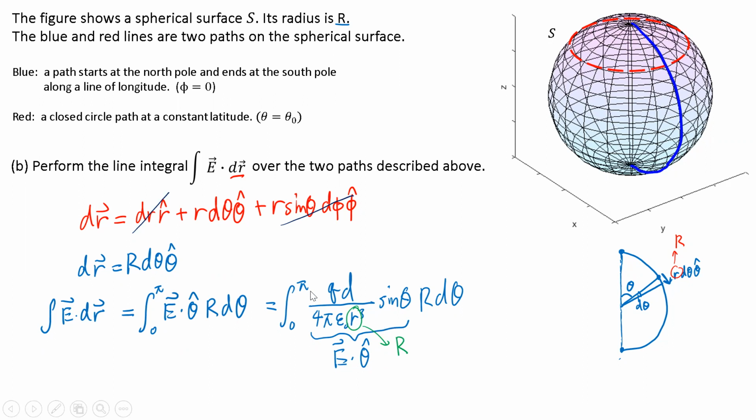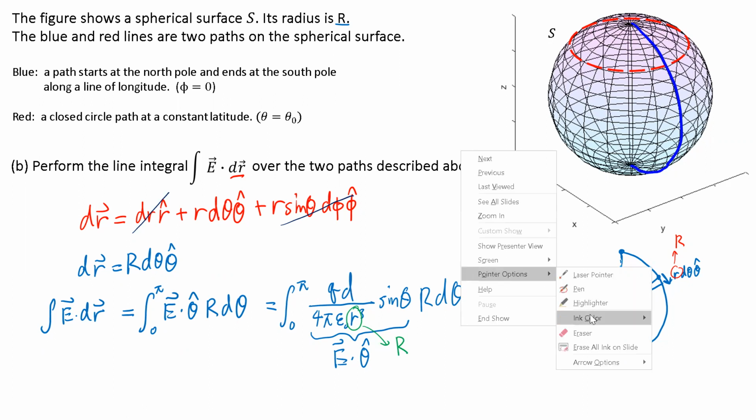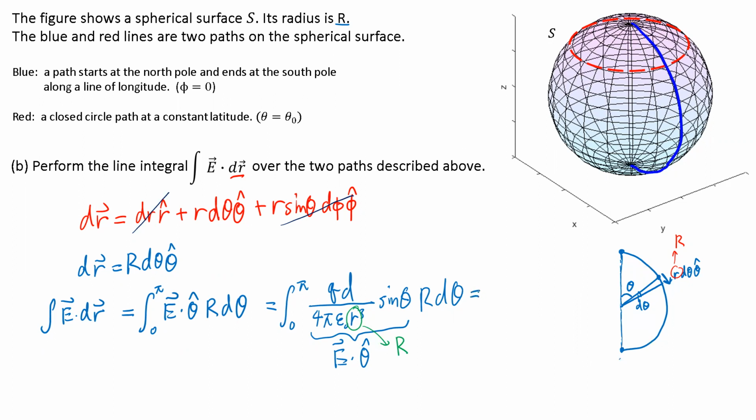Okay. So then the whole thing is actually quite straightforward now. You are just integrating the sine theta d theta, right? All the other terms are just constant and can be taken out. So if you go ahead and do it, what you find is 2qd divided by 4 pi epsilon naught R squared. Okay.